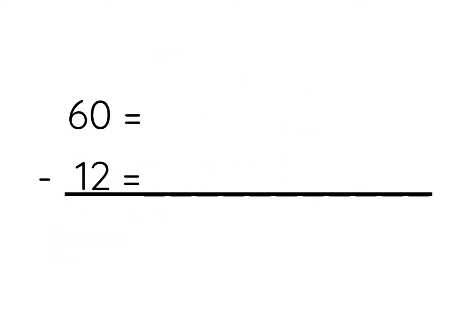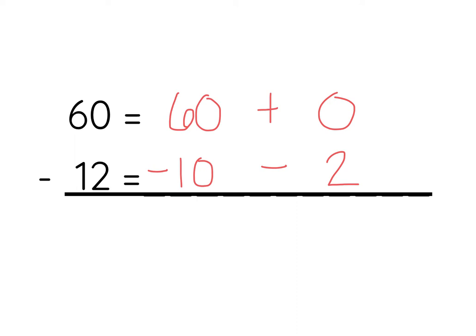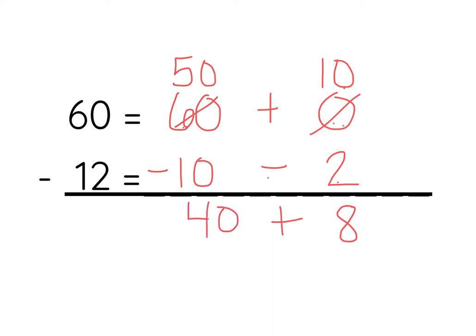60 minus 12. We're going to write 60 plus 0 and minus 10 minus 2. Again, if we have 0 ones, we'd end up with a negative 2. So we're going to rename 60 plus 0 as a 50 plus a 10. We're going to take a group of 10s away and give it to the ones. So 10 subtract 2 equals 8. 50 subtract 10 equals 40. 48 plus 12 equals the 60 that we started with.